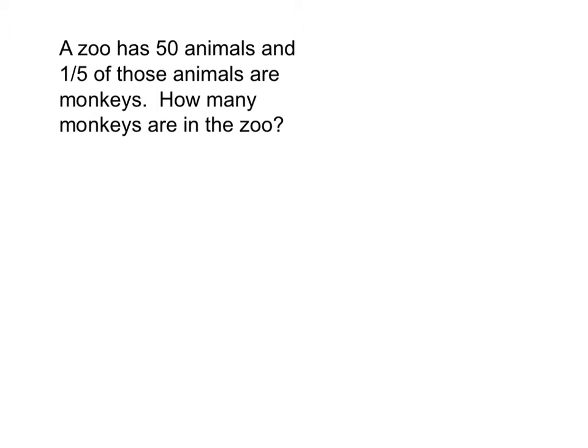So this week in math, we reviewed how to do a whole number by a fraction multiplication, like the problem on the screen now. A zoo has 50 animals, and 1/5 of those animals are monkeys. How many monkeys are in the zoo? Remember, we converted our whole number into a fraction and then multiplied.